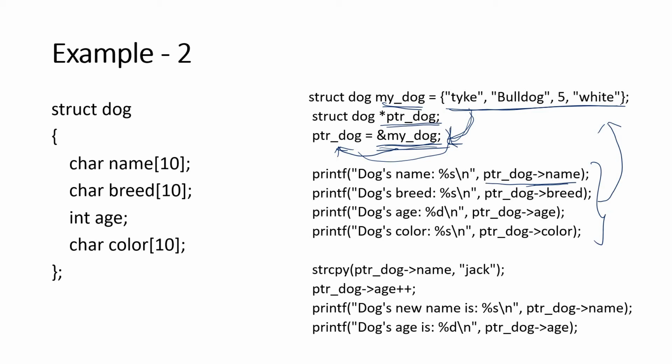Next, what I am doing, I am altering the name of the dog to Jack using the string copy, and I am incrementing the age of the dog. Okay, so I am printing it again.